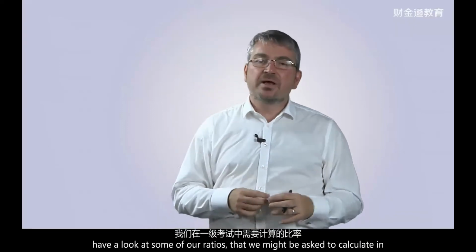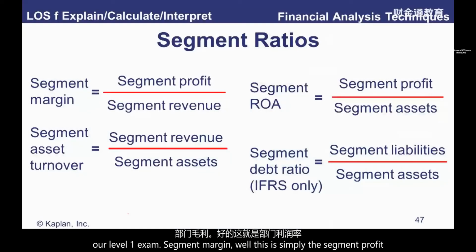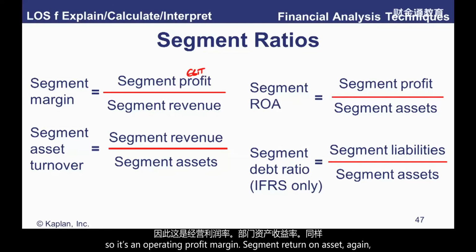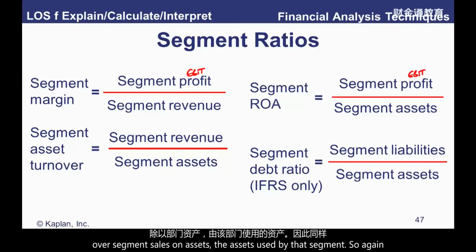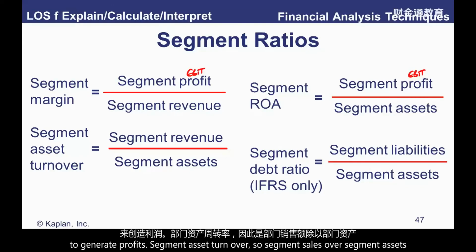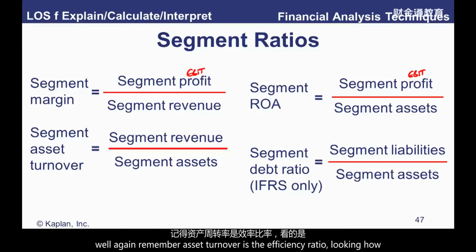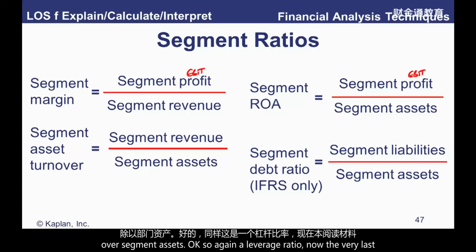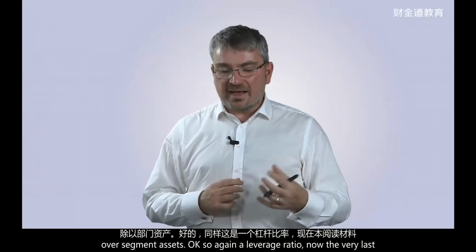So let's have a look at some of our key ratios that we might be asked to calculate in the level 1 exam. Segment margin. Well, this is simply the segment profit. Remember, we're going to be using EBIT for that over segment sales. So it's an operating profit margin. Segment return on assets, again, segment profit, we'll have to use EBIT here over segment share of assets, the assets used by that segment. So again, remember, return on assets, looking at how we're using the infrastructure of this division to generate profits. Segment asset turnover, so segment sales over segment assets. Well, again, remember, asset turnover is an efficiency ratio, looking at how efficient you are at using the infrastructure of the company to generate sales. And notice the segment debt ratio, IFRS only, segment liabilities over segment assets. Okay, so again, a leverage ratio.